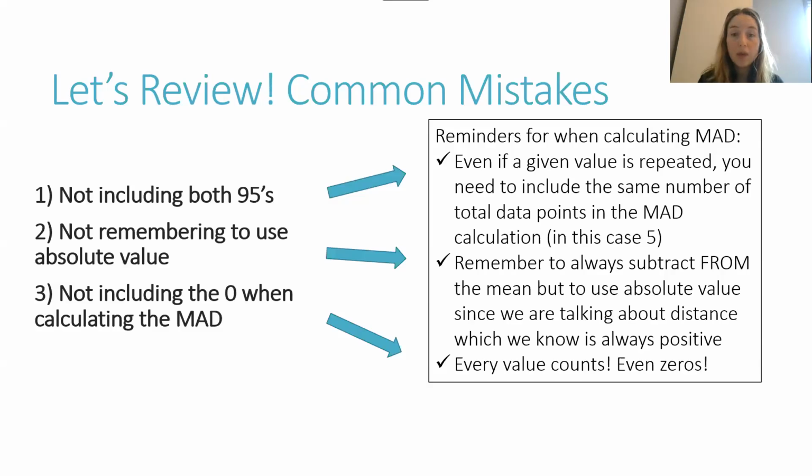The last mistake you might have made is that when you found the distance of 0 in step 2, you might have thought, oh, that 0 doesn't matter, and so I'm not going to include it in my calculation of the MAD. It's really important to remember when you're calculating MAD that every single value counts. Even if you get a 0, that value still counts, and you have to include it in your last calculation.